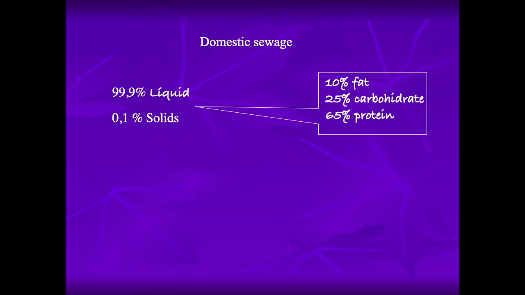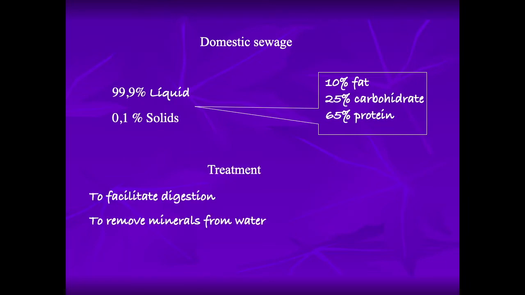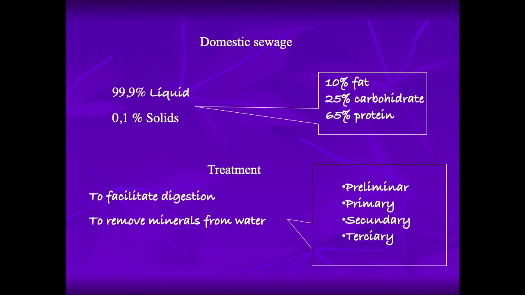And sewage treatment is a process of facilitating the digestion to remove these minerals from the water. And there are 4 stages for sewage treatment, which is the preliminary, the primary, the secondary, and the tertiary stages. And we'll have a look at what the biological solutions are for this.